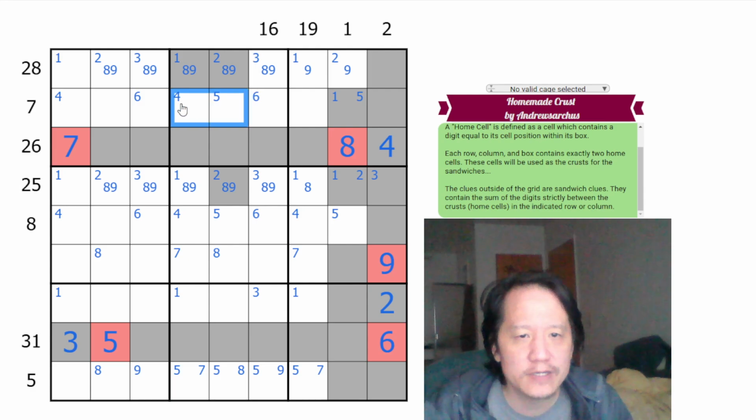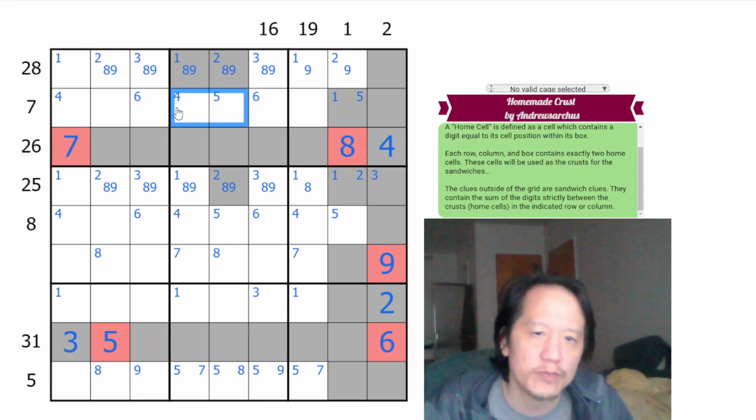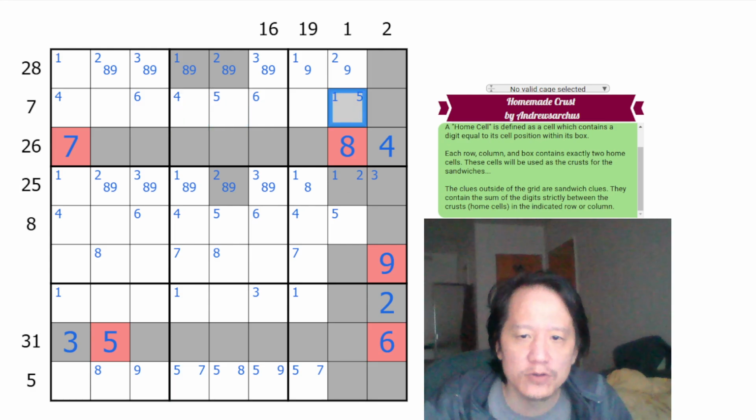One of the home cell, well, we don't know. That could, oh no. Both of these cannot be the home cell. So this, oh, this can't be the home cell. So this can't be 5 either.